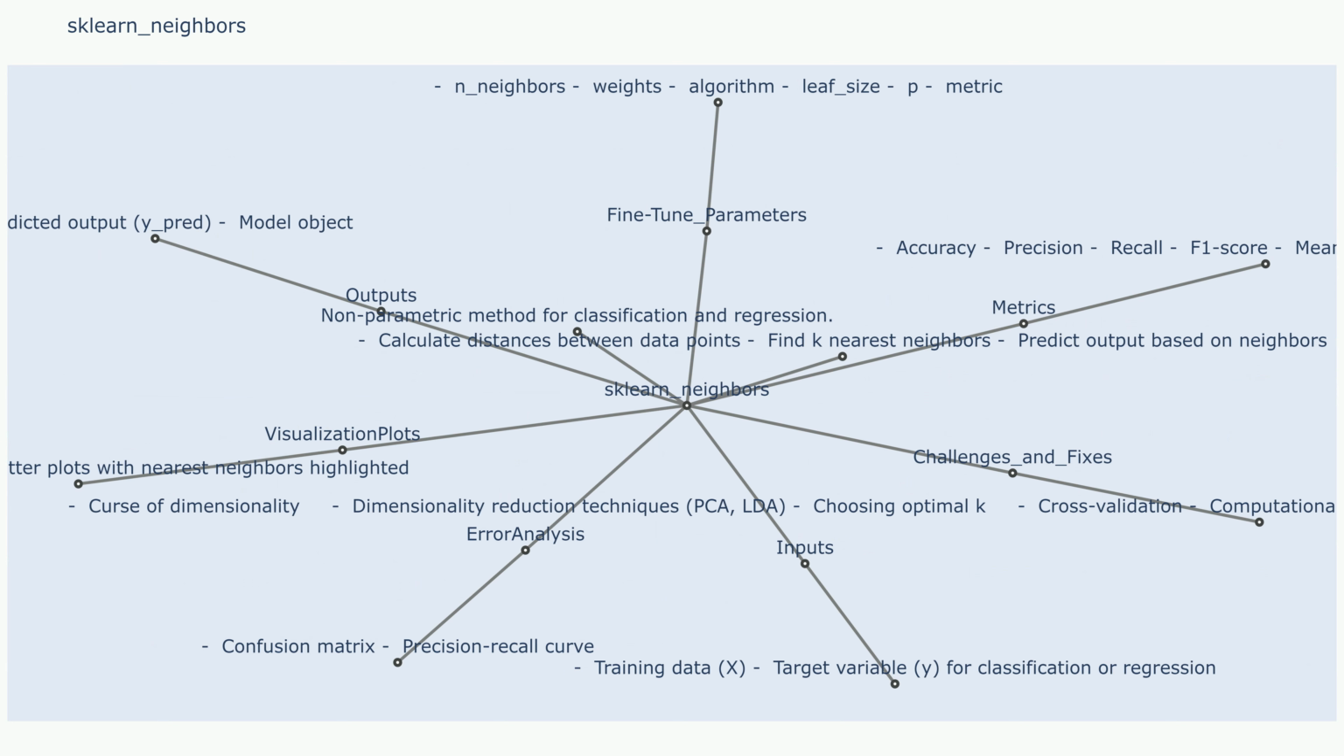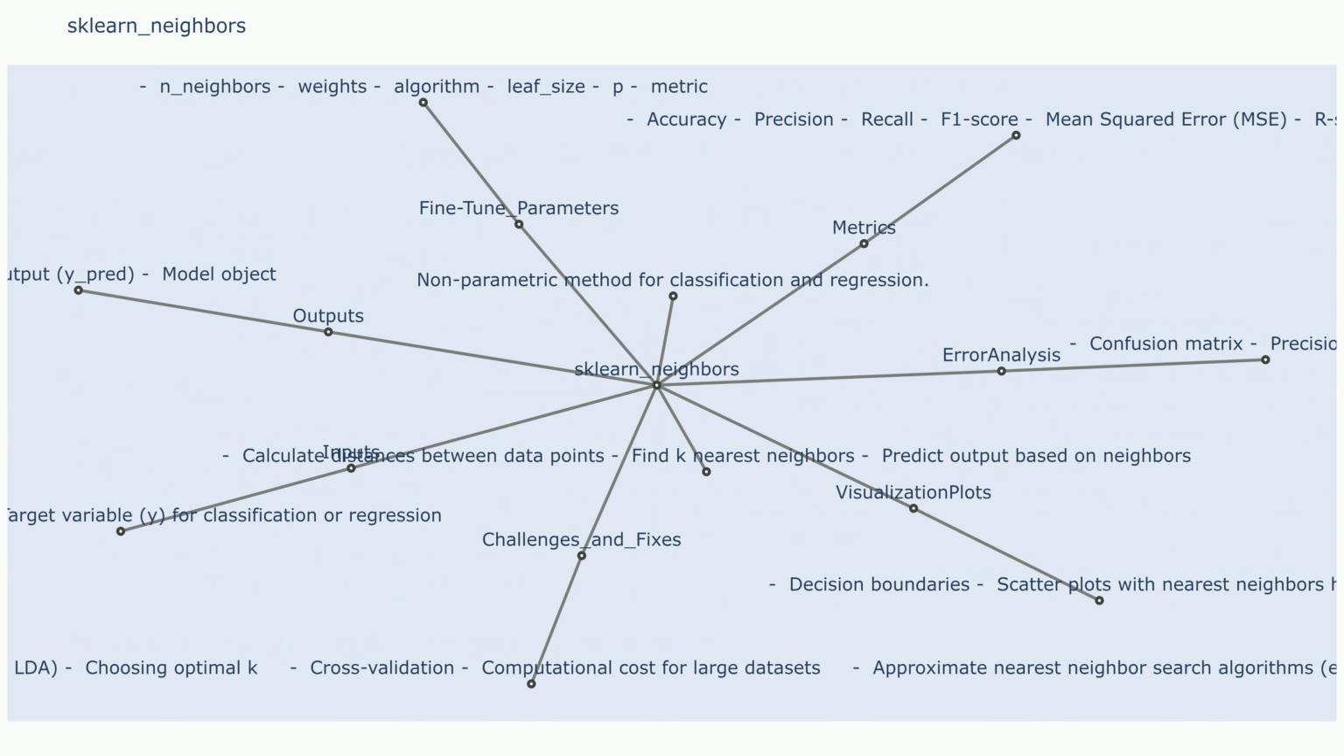Uncertainty methods. Confidence scores. Confidence scores can be derived from the distances to the nearest neighbors, providing a measure of the model's certainty in its predictions. Voting ensemble: combining multiple models with different parameters can provide more robust predictions and improve uncertainty estimation.